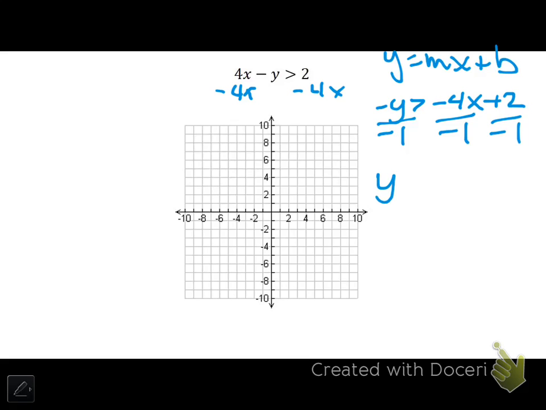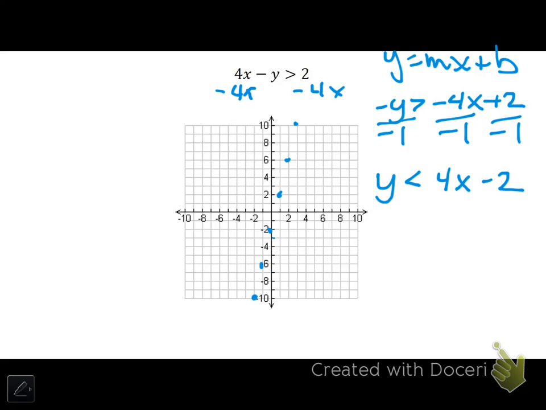So I'm going to get y: negative 4x divided by negative 1 is 4x. 2 divided by negative 1 is negative 2. When I divide by a negative, I flip that sign. If you don't flip the sign, you're going to shade in the wrong spot. So now let's start it. We start at negative 2, go up 4, over 1, up 4, over 1, up 4, over 1, or I could go down 4, left 1, down 4, left 1, okay?